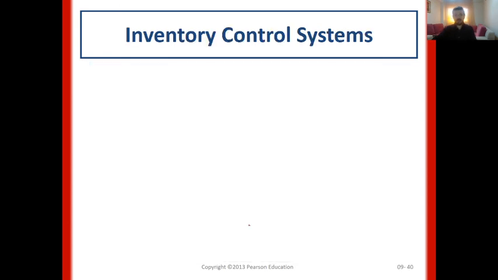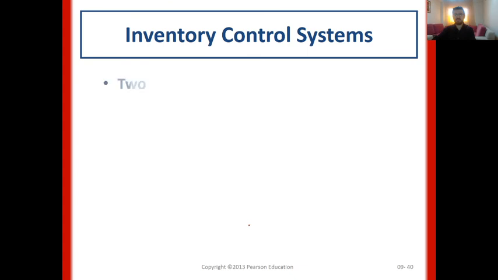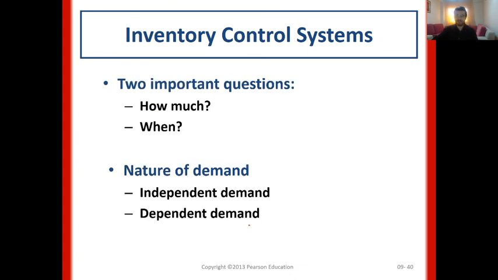Okay, this is the end of the EOQ model. In the next lecture, I will be talking about inventory control systems. And remember, in the EOQ model, one of the assumptions is that demand is constant and known. However, in practice, it is not always true. I will relax one of these assumptions and show you one of the more advanced models.